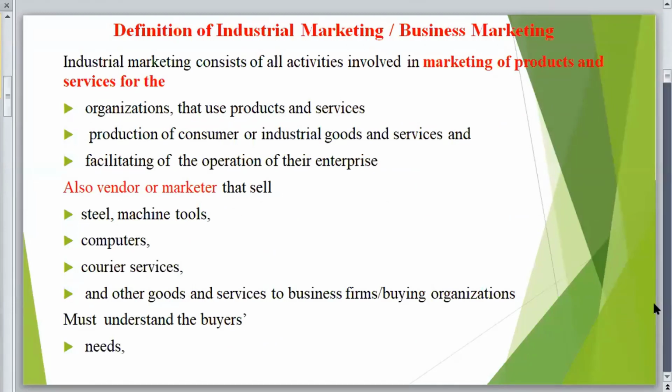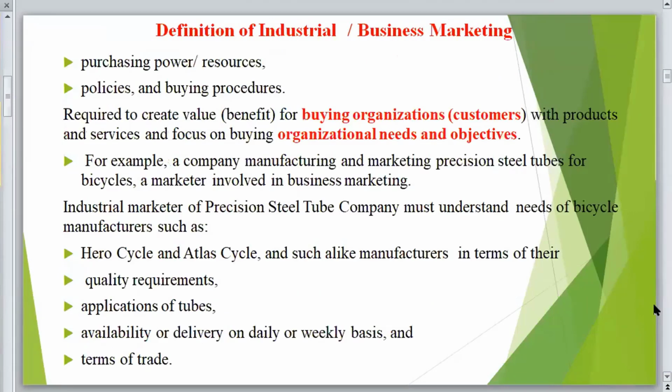So this is some of the definition. This business market is required to create value or benefit for the buying organization or customers. Simply, buying consumer and customer seem to be similar, but customer is general. So within customer, there are consumer customers and industrial product customers.